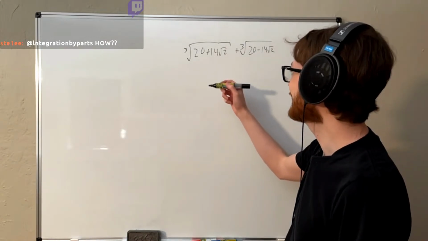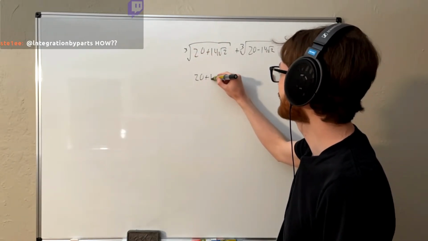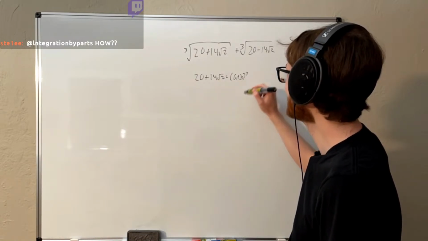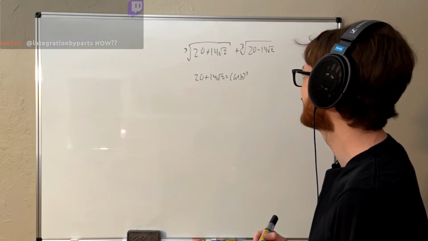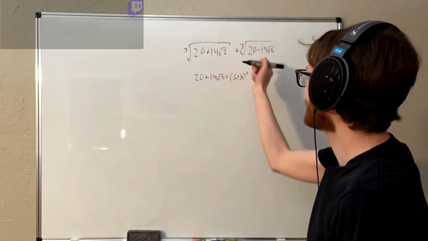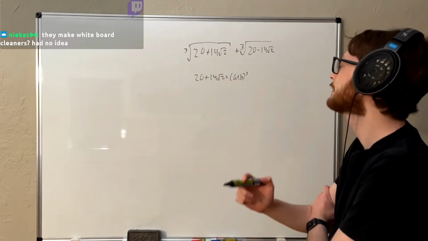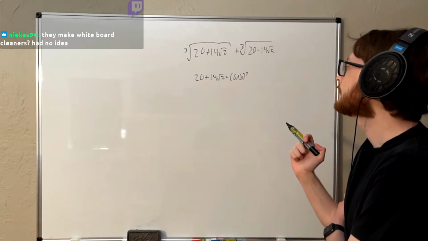One thing I've seen, if you have just one of these, is you would take 20 plus 14 root 2 equal to some a plus b cubed and figure out what a and b are, which isn't that easy either. But we do have the two cube roots that are nearly the same with the difference of just a sign, so I wonder if you can do something else with it.